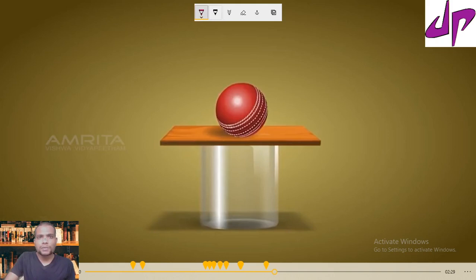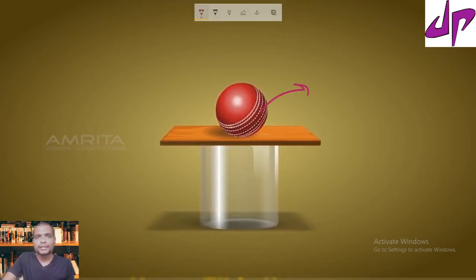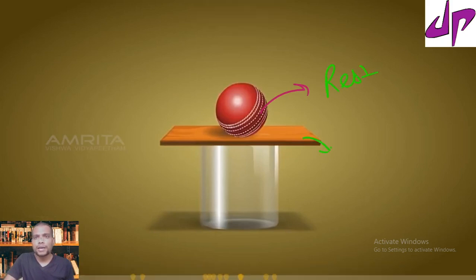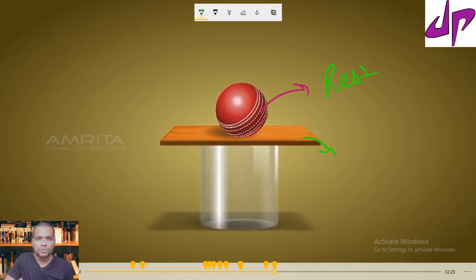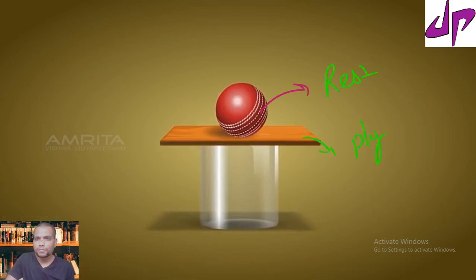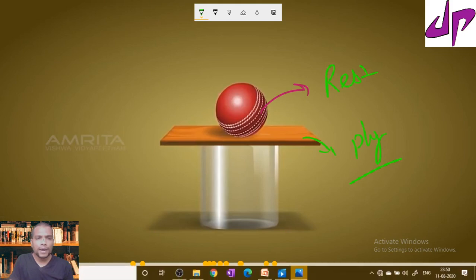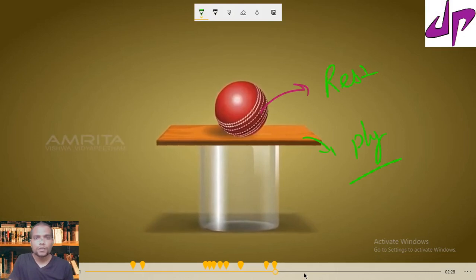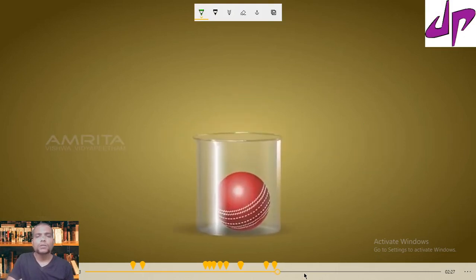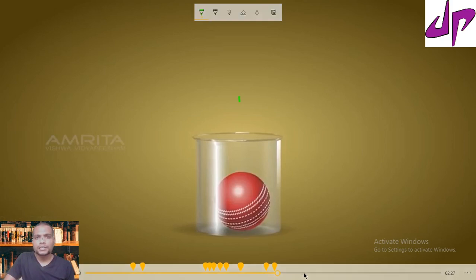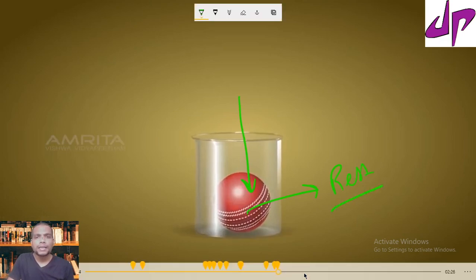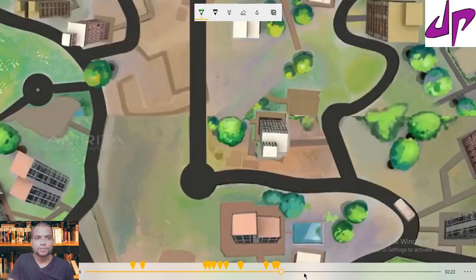Now this is another example. This ball is at rest, resting on a cardboard. If you pull the cardboard, what happens? The ball falls. Now why does the ball fall here? It falls straight away because the ball is at rest. It falls due to inertia of rest.